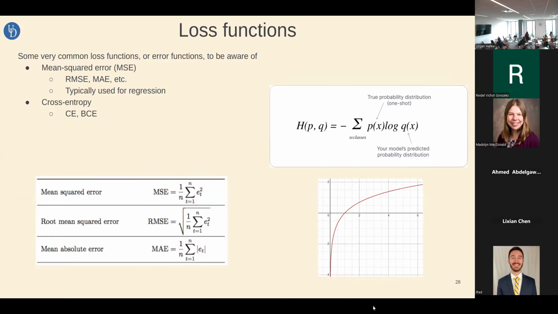So just some basics of loss functions. We've already talked about mean squared error, but there's lots of variants to it, like root mean squared error, mean absolute error, or L1 versus L2 losses, right? And those are typically used for regression tasks. By far the most common loss function for classification tasks is cross entropy, which is shown on the right side here.